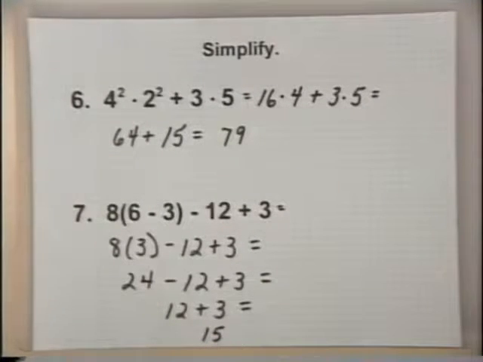Now I would like to encourage you, after you've taken care of your multiplication and division and all you have left is addition and subtraction, you may certainly move from left to right and do this all in your head and write this final answer. We can skip this step. We could say 24 subtract 12 is 12, and 12 plus 3 is 15, and write the 15.